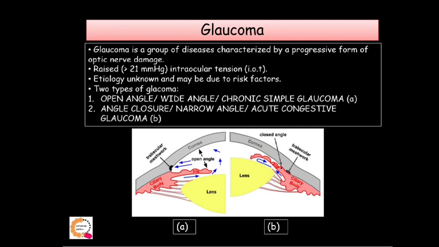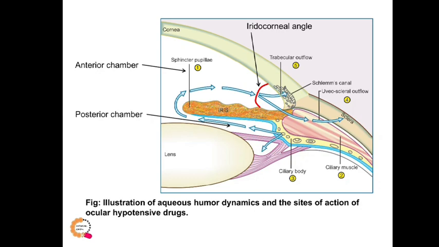The second one is angle closure glaucoma, also known as narrow angle or acute congestive glaucoma. Here, as you can see, the trabecular meshwork is okay, but the angle becomes closed, and the iris comes in contact with the lens, which is already pulled forward due to the intraocular tension, and all these things inhibit the flow of aqueous humor.